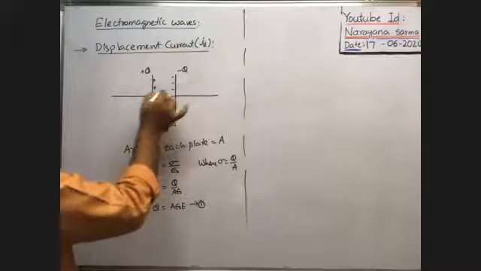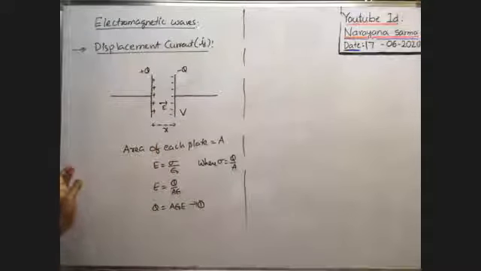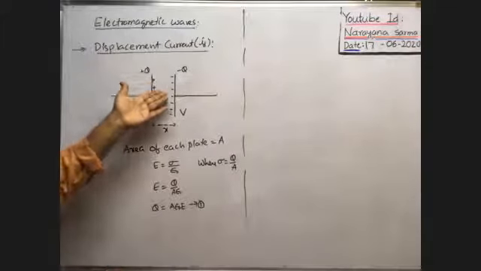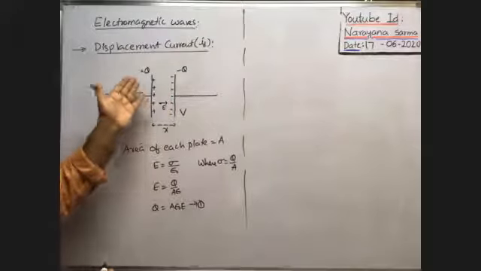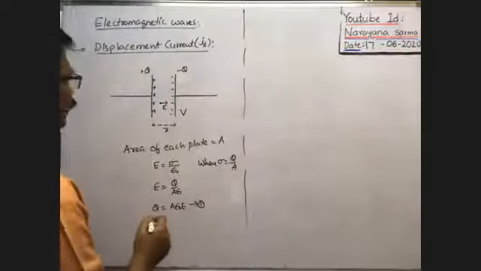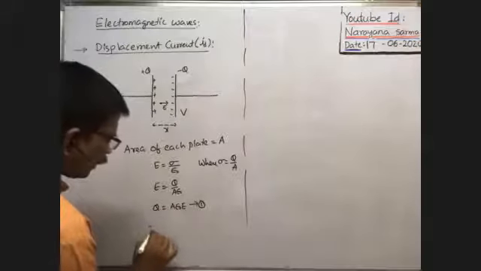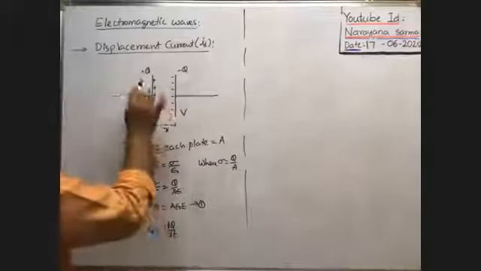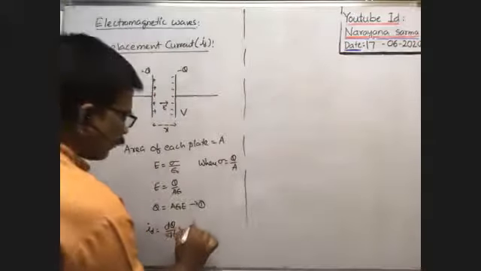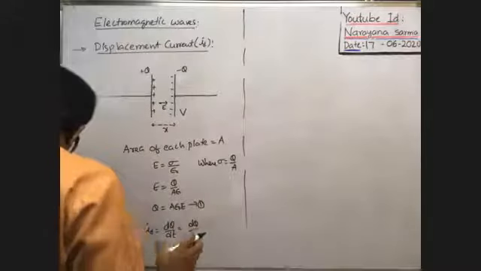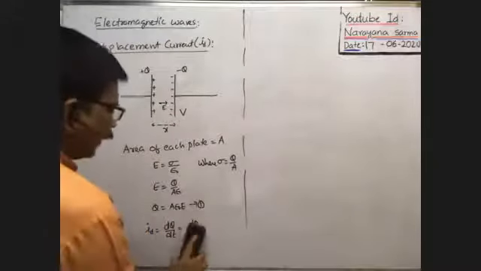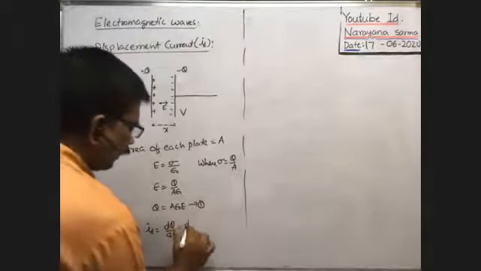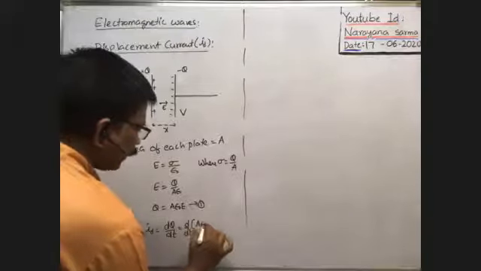These two plates are not connected by means of a conducting wire. But even then, because of the change in the charge stored on the plates of the capacitor, some current will pass from one plate to another plate. Such current is called the displacement current. Therefore, displacement current ID is equal to dq by dt. That means the rate of change in the charge stored on the plates of the capacitor, which is equal to d by dt of q. From equation 1, this is equal to d by dt of A epsilon naught into E.